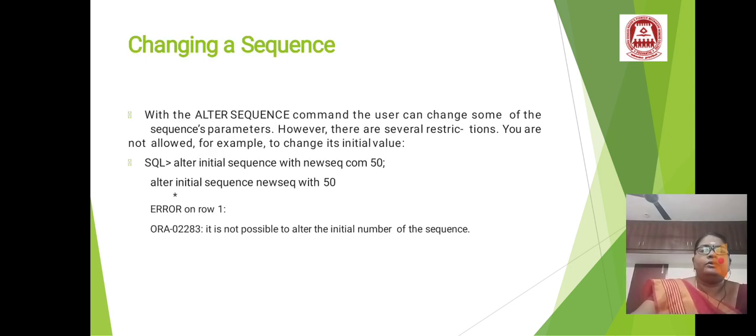Now how are we going to change the sequence? With the help of the alter sequence command, I can edit a sequence. Here is an example of how I change a sequence with a query. Alter sequence with new sequence COM, that represents commission, with 50. But it shows an error. Why does it show an error? It is not possible to alter the initial value of the sequence. So we have some limitations when we try to change a sequence.